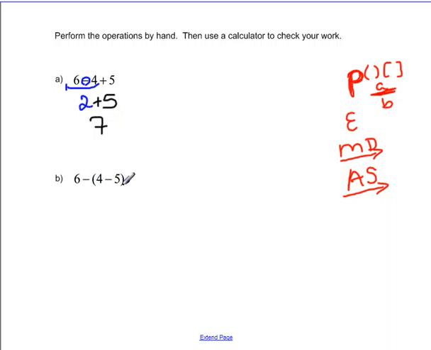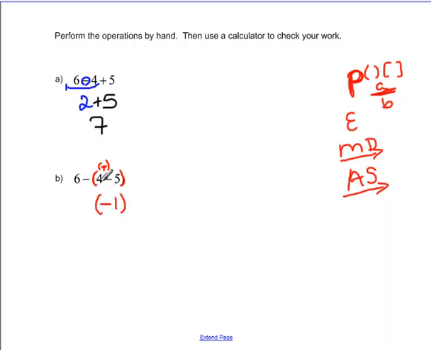Now this next problem is looking very similar, but we've got some parentheses going on and our operations have changed. So let's take a look here. We're going to do what's inside of parentheses first. So inside these parentheses we have 4 minus 5. Well, 4 minus 5 is the same as 4 plus negative 5. 4 plus negative 5 would give us negative 1.